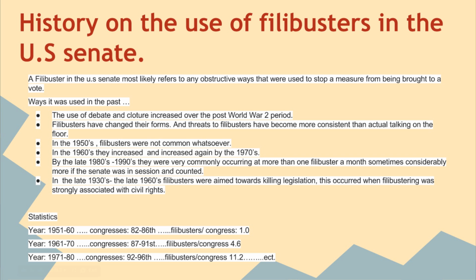In the late 1930s through the late 1960s, filibusters were aimed toward killing legislation, when filibustering was strongly associated with civil rights. And below, I have some statistics that I got from the Lanahan book. Take a look at it if you'd like. I found these on pages 162 through 164 under Barbara Sinclair, the 60-vote Senate.